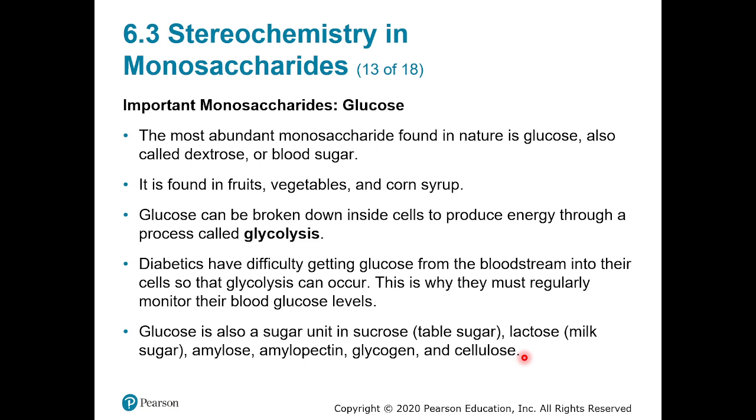Glycogen. Cellulose. Anybody know what cellulose is? Plants. Yes. Plants. You got it. Wood, plant stalks, that sort of thing. Yeah. Yep.